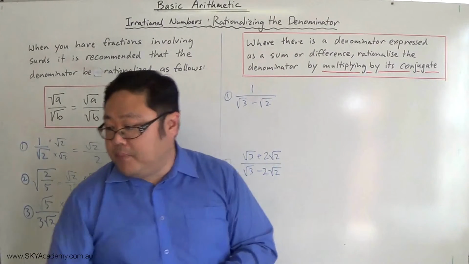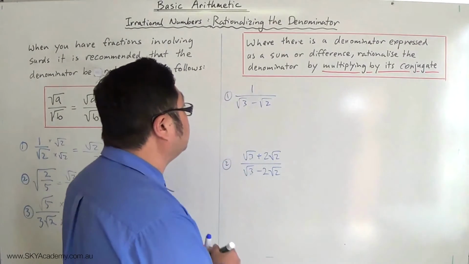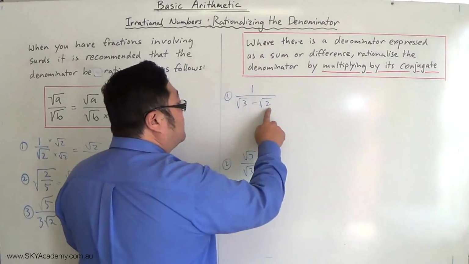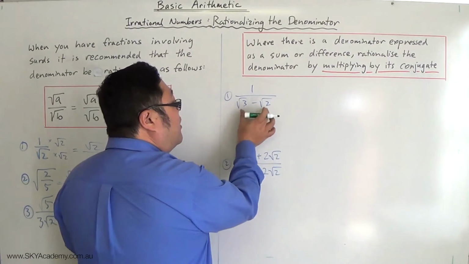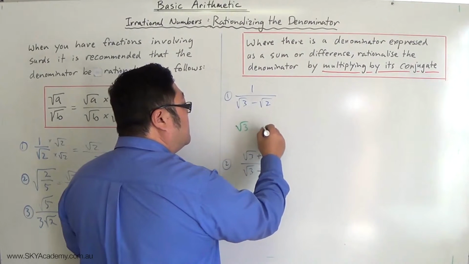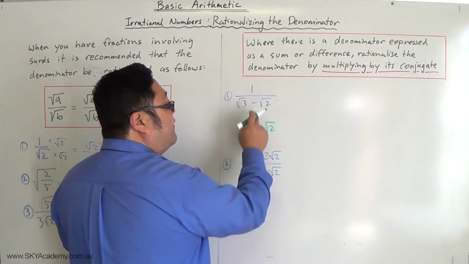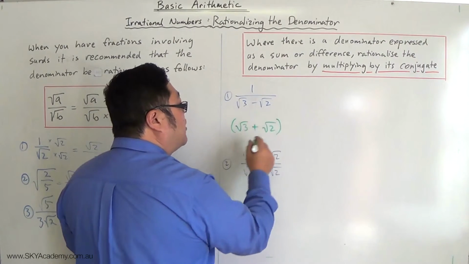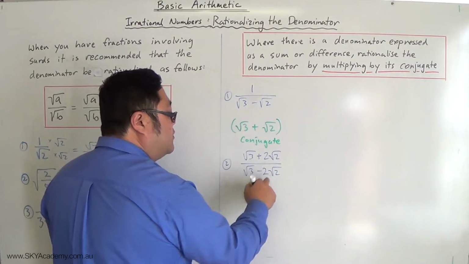Now, what do I mean by a conjugate? Conjugate is basically, if you see the square root of 3 minus the square root of 2, the conjugate would be the square root of 3 and the square root of 2, with the minus expressed as the opposite sign, a plus. That's the conjugate. What would be the conjugate of the square root of 3 minus 2 root 2?